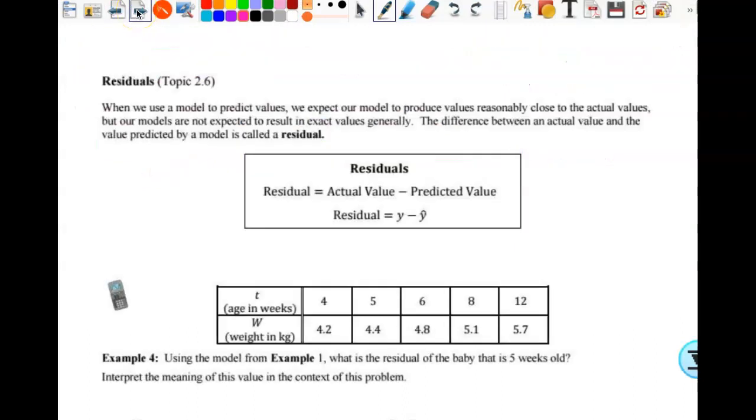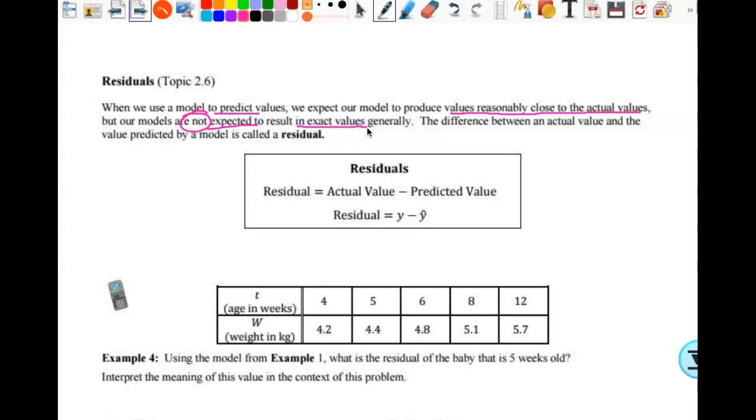So let's talk about residuals, which is topic 2.6. This is in Unit 2 overall, but we're just talking about a little teeny tiny bit of it right now. If we talk about it a little bit at a time, it won't be brand new when we get there and really get into some of the weirdness. But just that concept of what a residual is, right? When we use a model to predict values, remember these are predictions when we have our little hats, we expect our model to produce values reasonably close to the actual values.